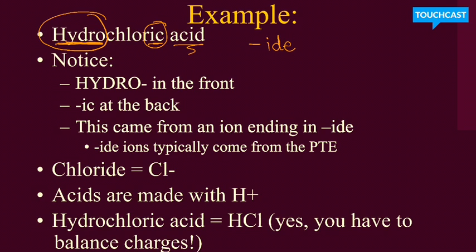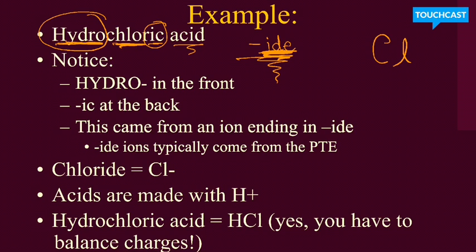Now here's the part where you have to rely on some of the stuff I've been telling you. Any ion that ends in ide came as a monatomic ion from the periodic table. Now there's a couple exceptions, but don't worry about that until later. So the acid itself must have come from the ion chloride. Now chloride should sound familiar to you.